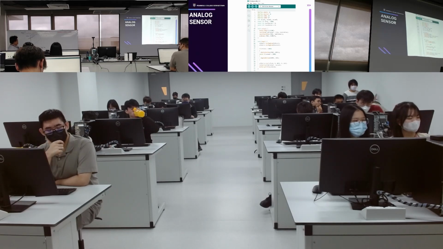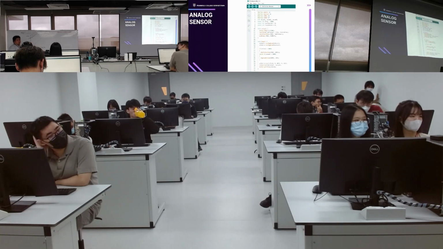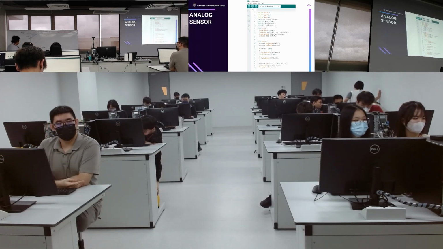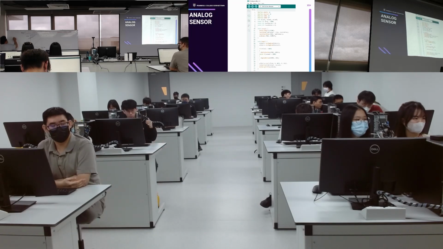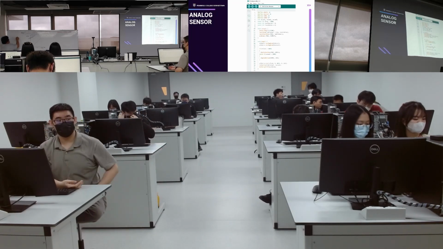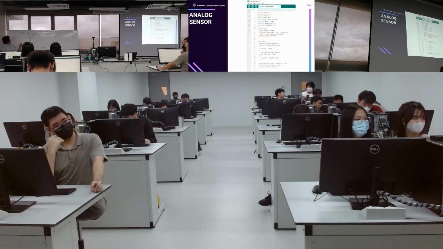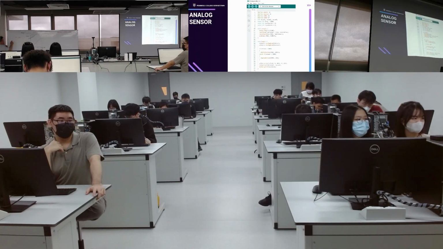So this is the graph of increase. But what if we turn it around: 0, 4095, 255, 0? What will happen to the graph?